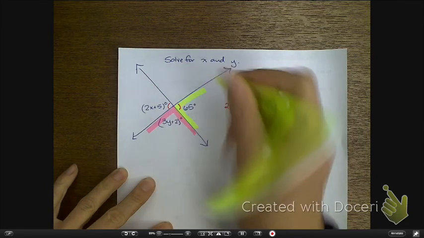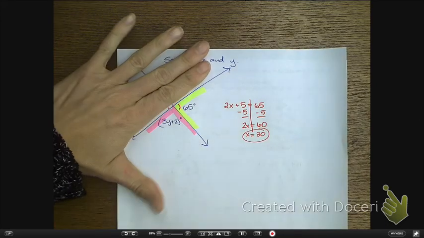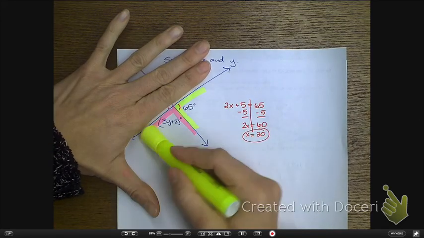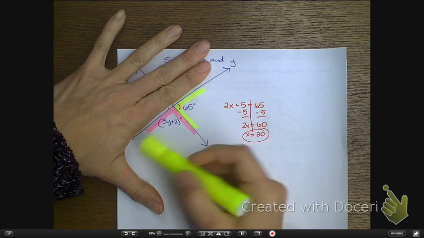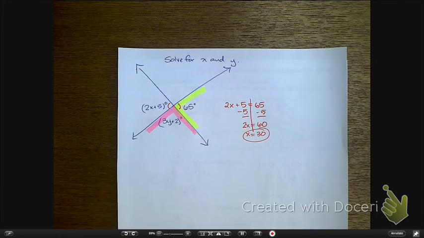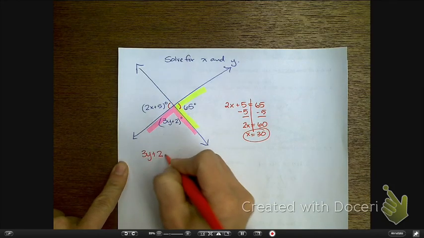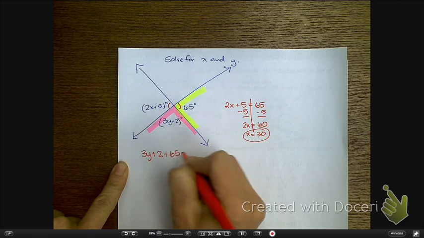So these two make up what kind of pair? Look, if I cover that, do they make a straight line? Yeah. Linear pair? How much does a linear pair add up to? 180. Okay, so to solve for y, I'm going to do 3y plus 2 plus 65 equals 180.